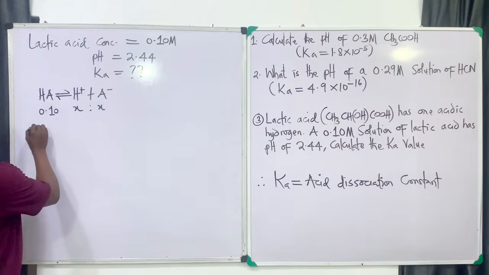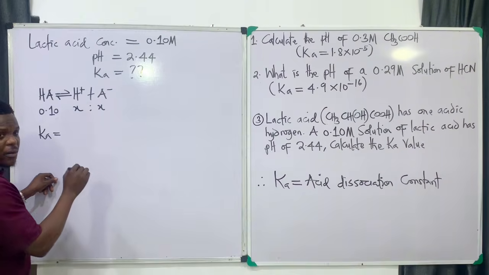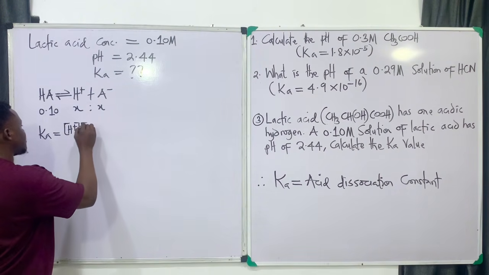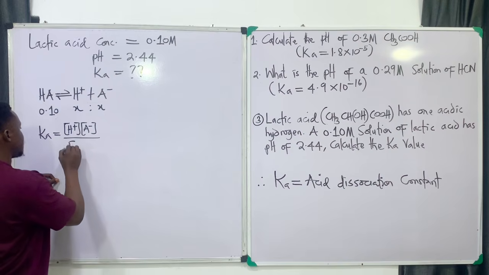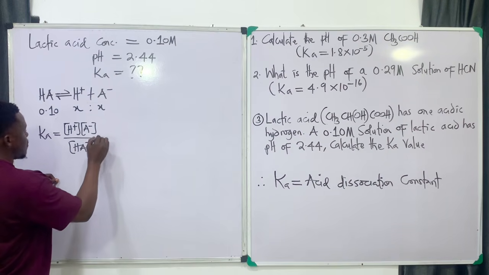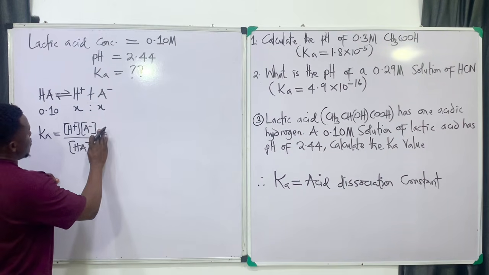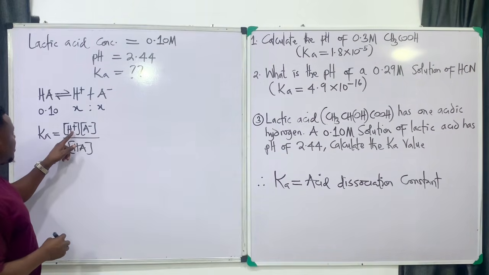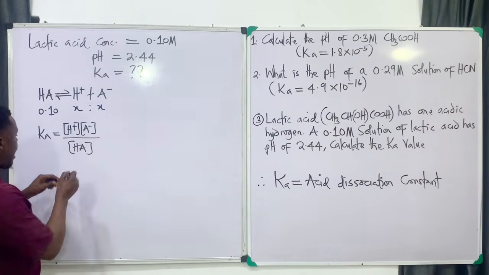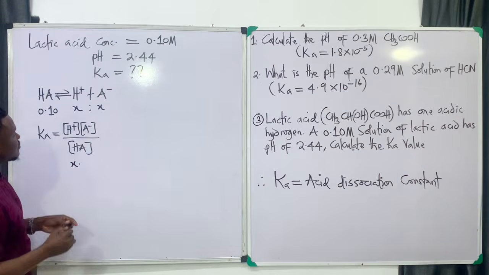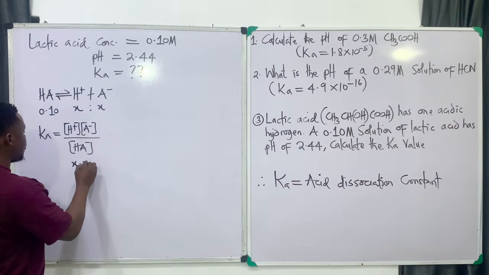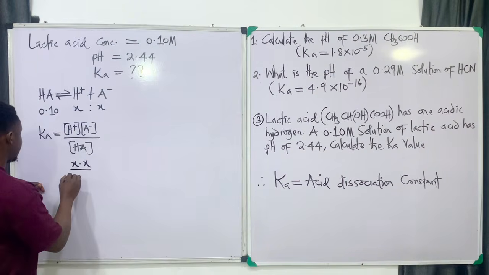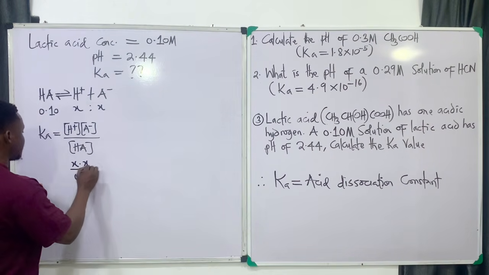So if I should write Ka, it will now be this. We do not know the value. So anywhere I see this guy, I'll put X. Anywhere I see this guy, I'll put X because both of them have the same value. And this is all over 0.1.